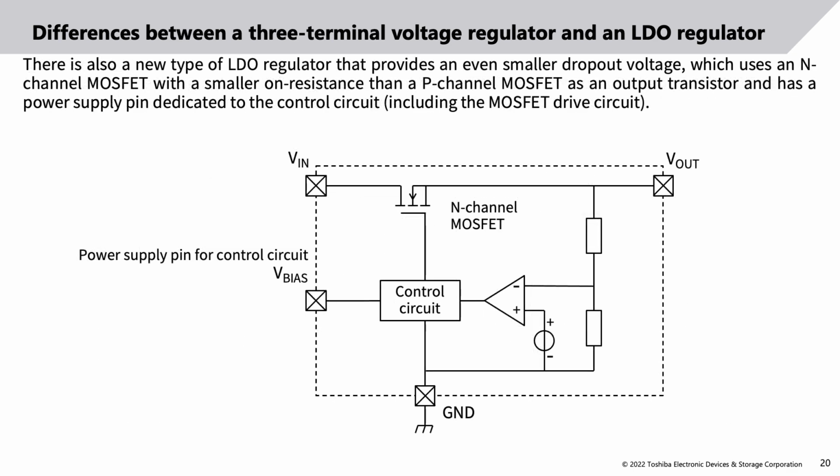There is also a new type of LDO regulator that provides an even smaller dropout voltage, which uses an N-channel MOSFET with a smaller on-resistance than a P-channel MOSFET as an output transistor and has a power supply pin dedicated to the control circuit, including the MOSFET drive circuit.